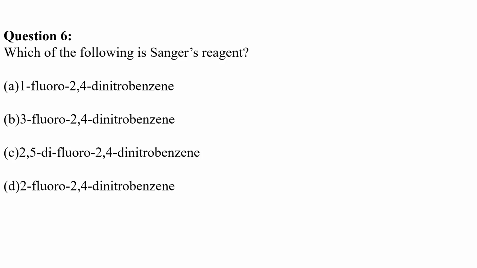Which of the following is Sanger's reagent? 1-fluoro-2,4-dinitrobenzene, 3-fluoro-2,4-dinitrobenzene, 2,5-difluoro-2,4-dinitrobenzene, or 2-fluoro-2,4-dinitrobenzene. So the correct answer is option A, 1-fluoro-2,4-dinitrobenzene. So this is basically the reagent that is used for sequencing the protein.